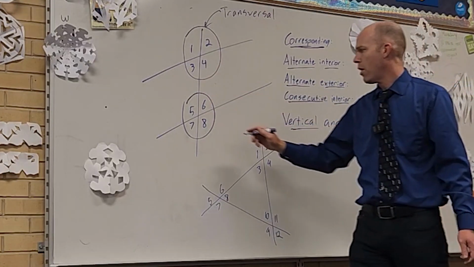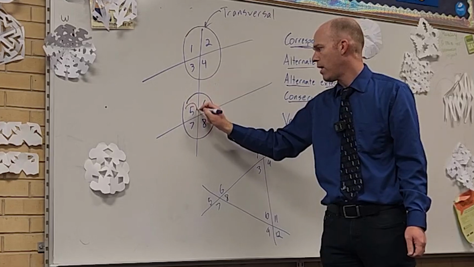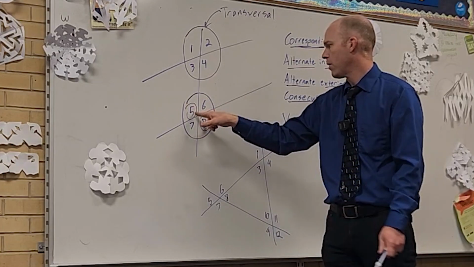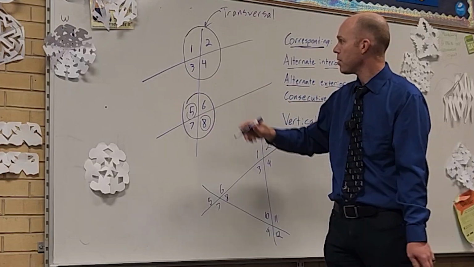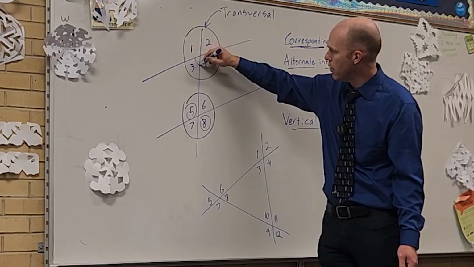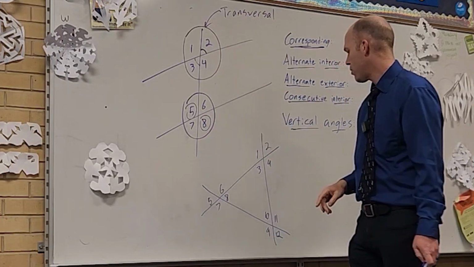Vertical angles are across an intersection from each other. So 5 and 8 would be a pair of vertical angles. 6 and 7, 3 and 2, 1 and 4 would be vertical angles. And we know that vertical angles are congruent to each other. So that's a fact that you should remember.